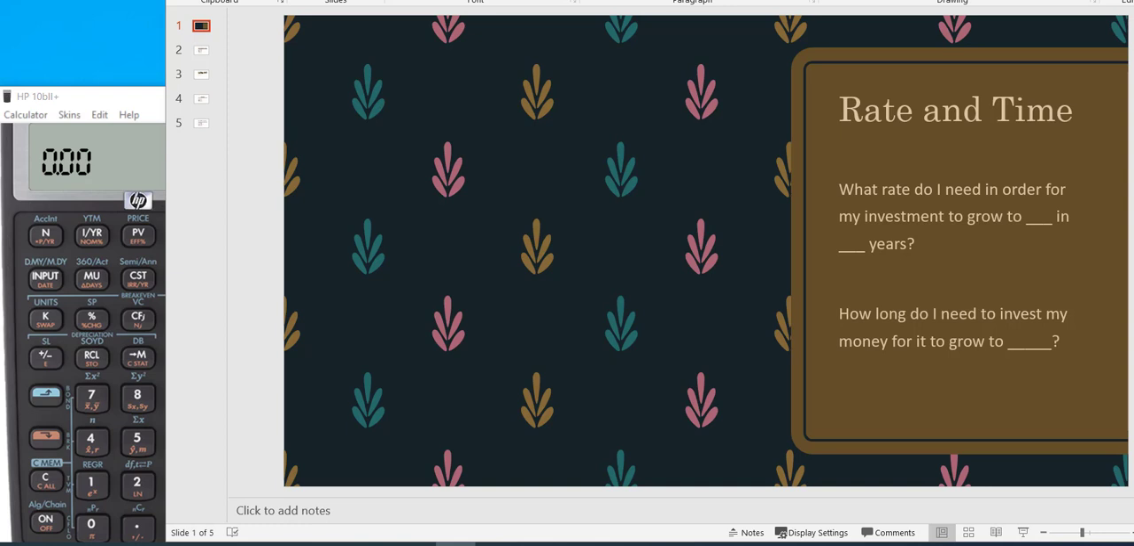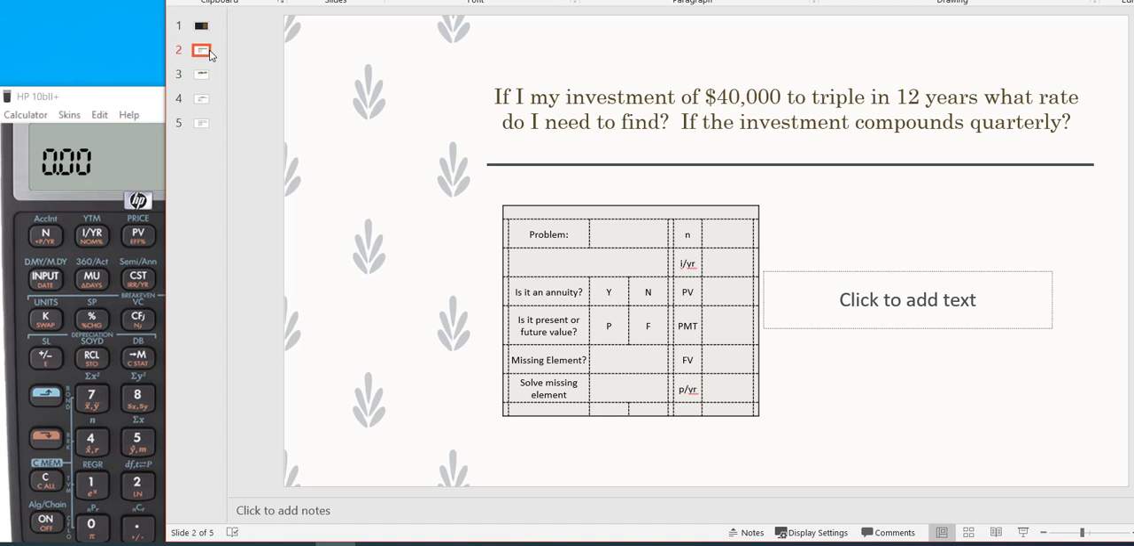And then the other question we'll ask is, how long do I need to invest my money for it to grow to a certain amount? And on this one, I am only going to use compounding monthly just for calculation's sake. So on the second type of question, when we're looking for the time, I am only going to use compounding monthly. So let's look at the first question type.